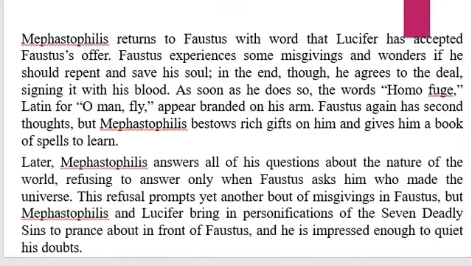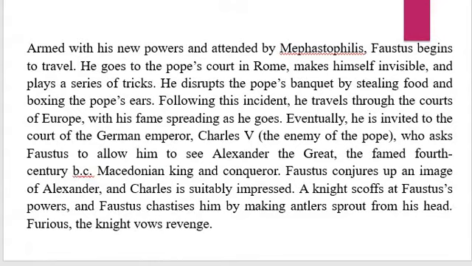So, my dear students, armed with his new power and attended by Mephistopheles, Faustus begins to travel. He goes to the Pope's court in Rome, makes himself invisible, and plays a series of tricks. He disrupts the Pope's banquet by stealing food and boxing the Pope's ear. Following this incident, he travels through the courts of Europe with his fame spreading as he goes.